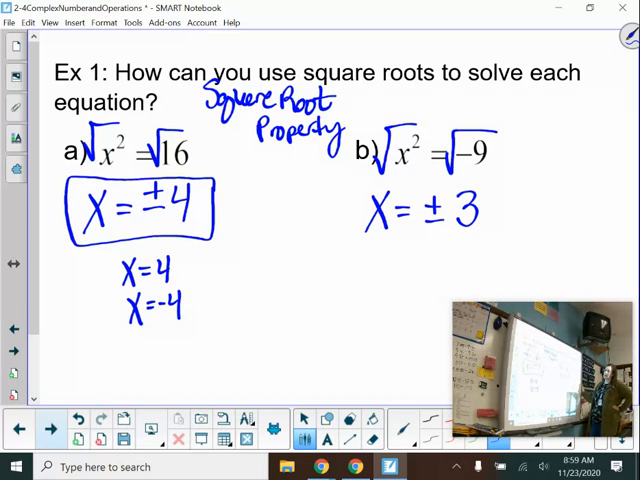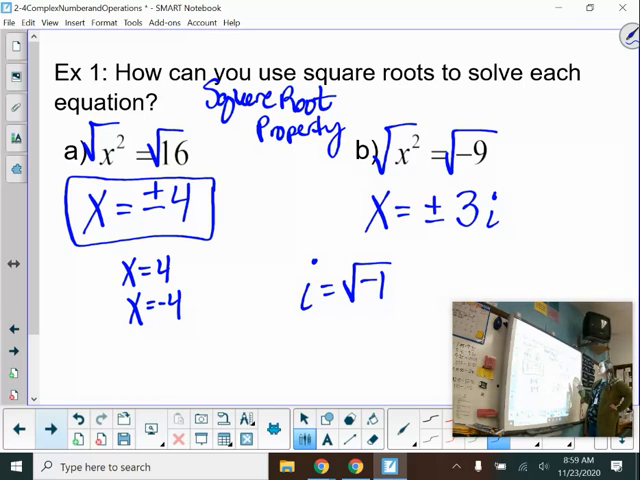This is where our lesson comes in today. We need a new character to represent the square root of a negative, and that's going to be i. i is the square root of negative 1. It is the imaginary unit. It represents the set of all the imaginary numbers.